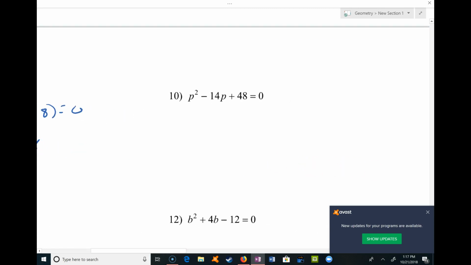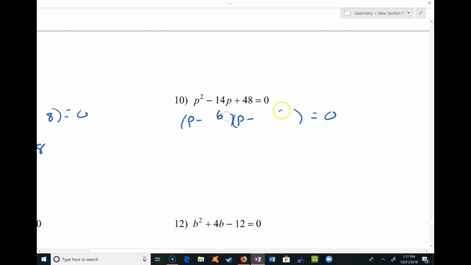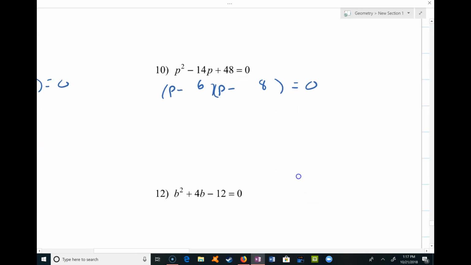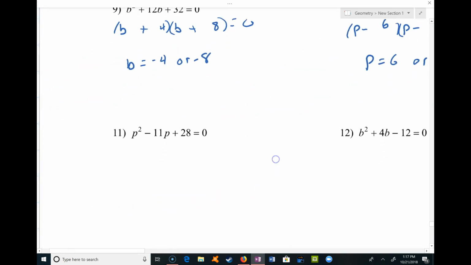Let's do another one here. So it looks like this is ready to factor right away. So I go p and p, that's equal to 0. Looking for a negative, because this tells me the same sign. This tells me that they're both negative. And it looks like 6 and 8. Yeah, 6 times 8 would give me 48, and 6 plus 8 is equal to 14. So once again, my answer would be p equals 6 or 8, because I set those two equal to 0, and that's what the solution would be.